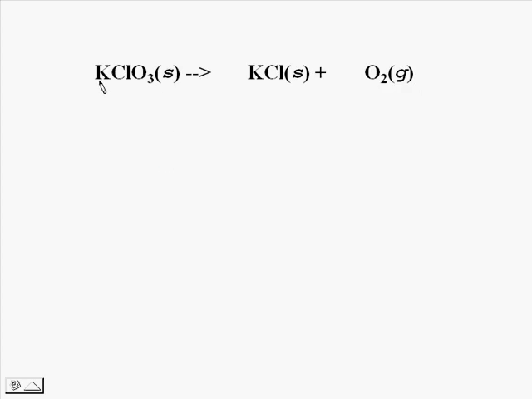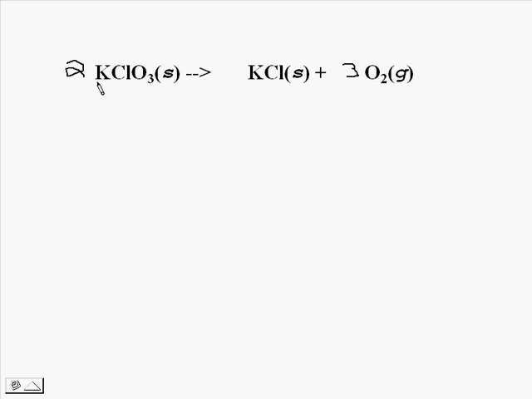I have 1 potassium on this side, 1 on this side. 1 chlorine over here, 1 chlorine over there. My oxygens aren't balanced. I have 3 here and 2 over there. Again, they share the common number of 6. So I've put a 3 on this side and I put a 2 over here. I will have 6 oxygens on both sides.